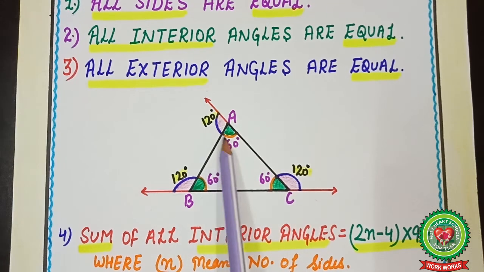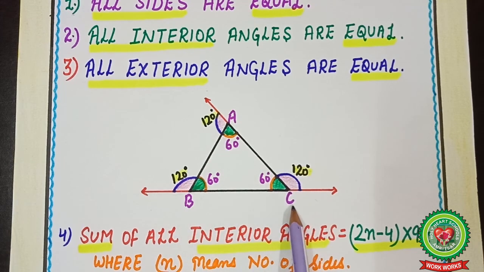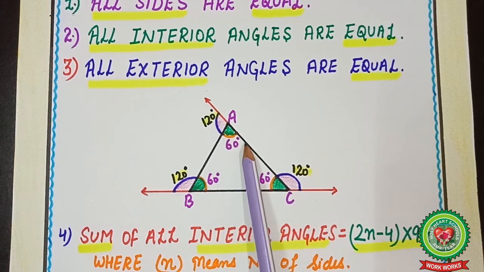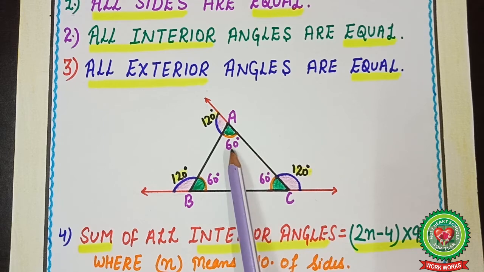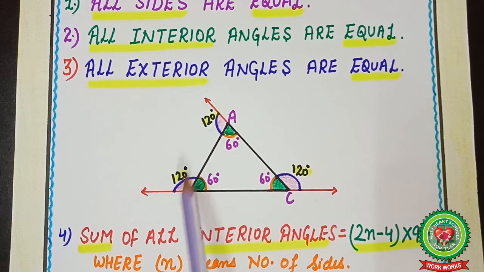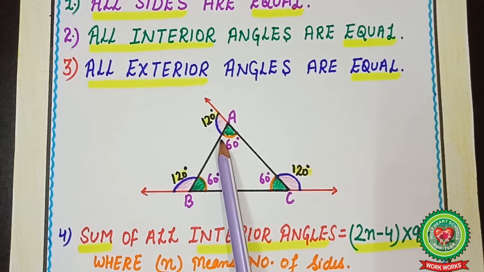Now, this angle will be 120. Now, how can it be 120? Can you please think about this? How can it be 120? Yes, you will apply the property of angles on a straight line, by subtracting, like 180 minus 60, you will get 120. So the exterior angle will be 120, right?